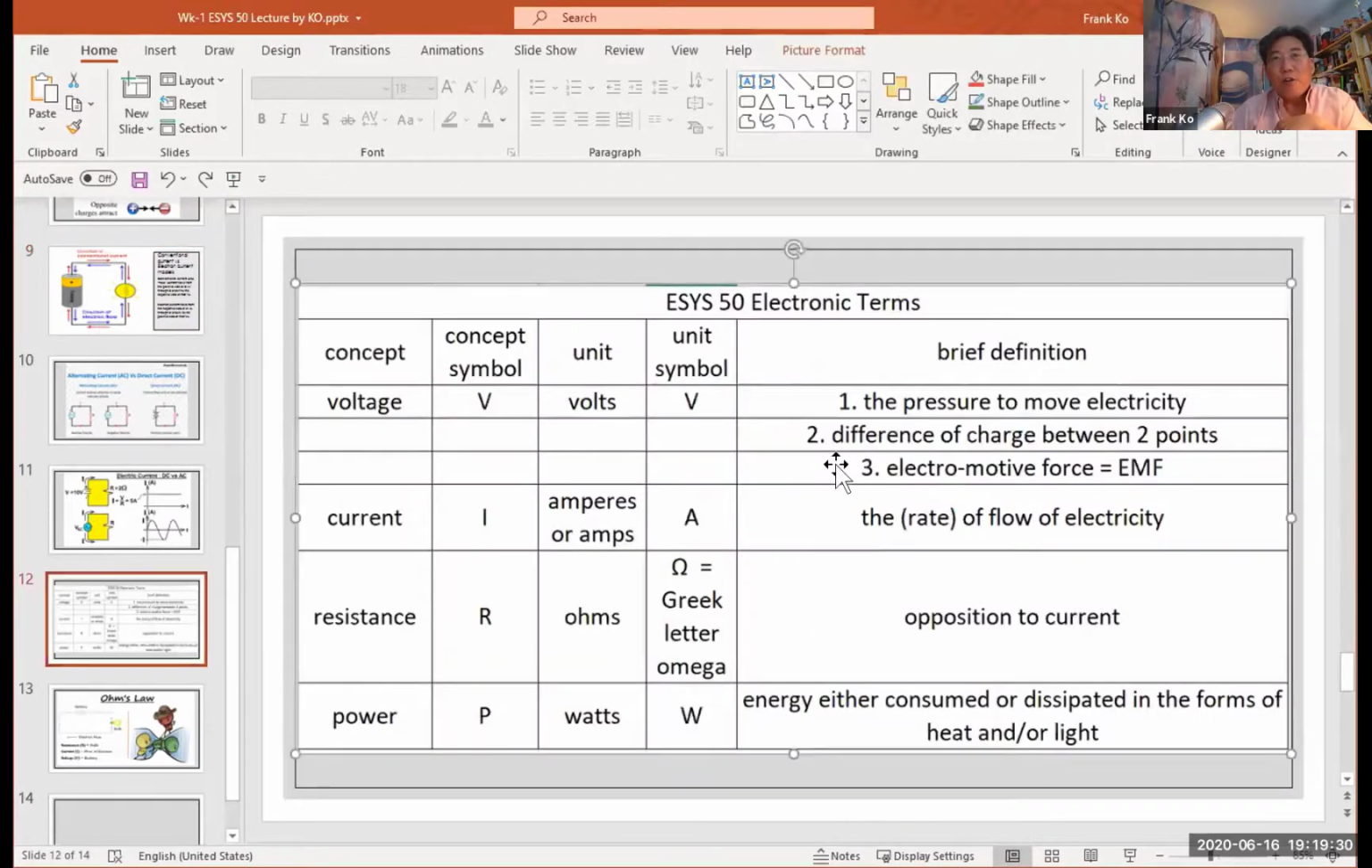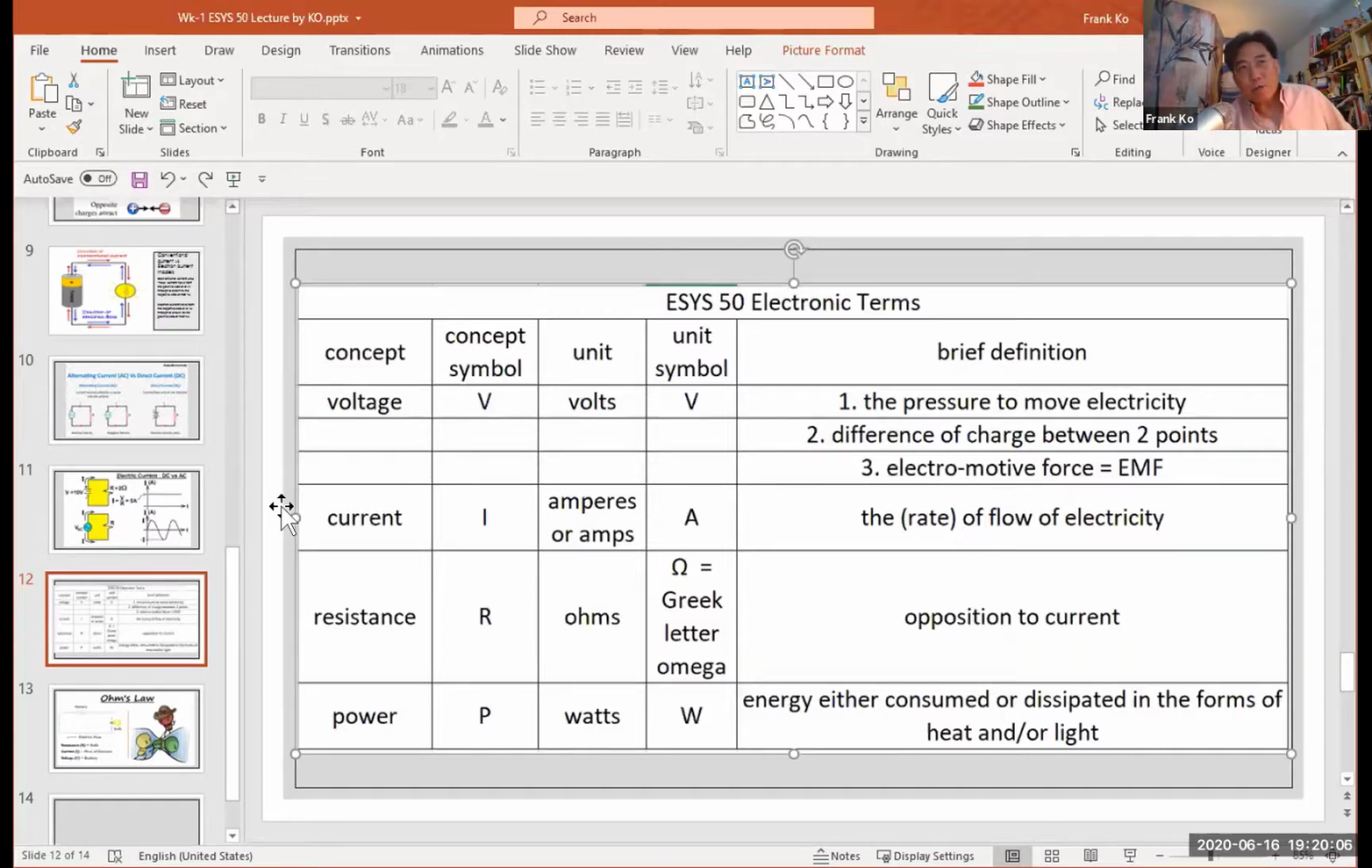Finally, another definition for voltage is given as EMF. EMF in this case is not electromagnetic field. EMF in this particular case stands for electromotive force. Okay? And it is, as it describes, electro, meaning electricity, motive, meaning motion, moving, force to move the electricity, EMF. Okay, so these are three very appropriate definitions for voltage.